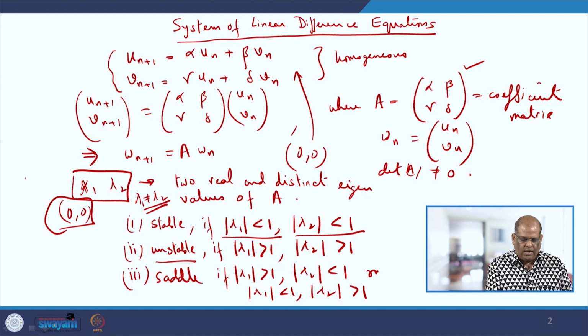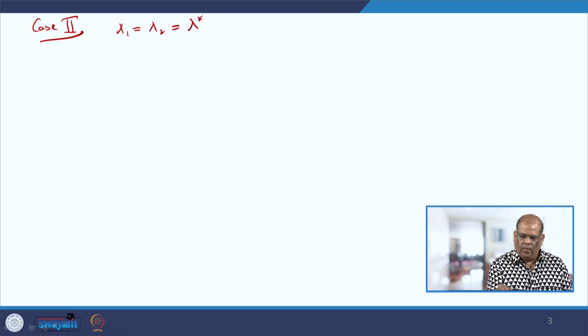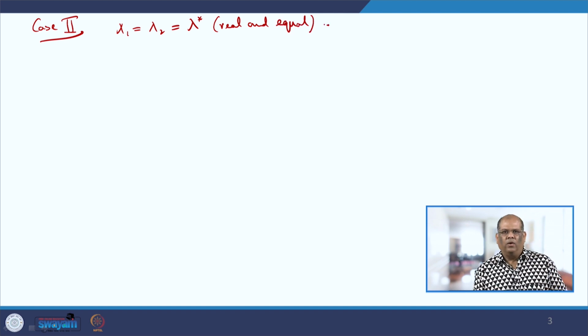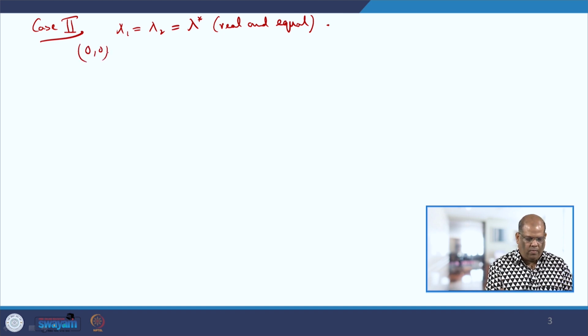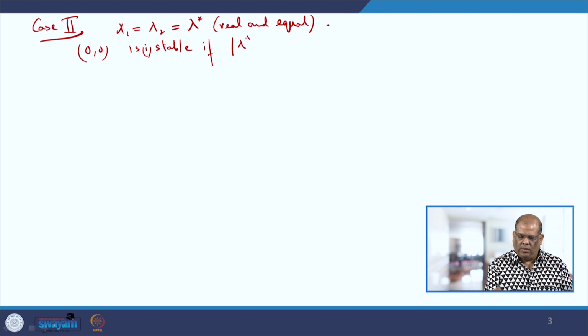Say we consider this as case 1. In case 2, we take lambda 1 equal to lambda 2 equal to say lambda star. So, they are real and equal. So, the eigenvalues of the coefficient matrix are real and equal. So, 0 0, the equilibrium point, is stable if mod lambda star is less than 1 and unstable if mod lambda star is greater than 1.